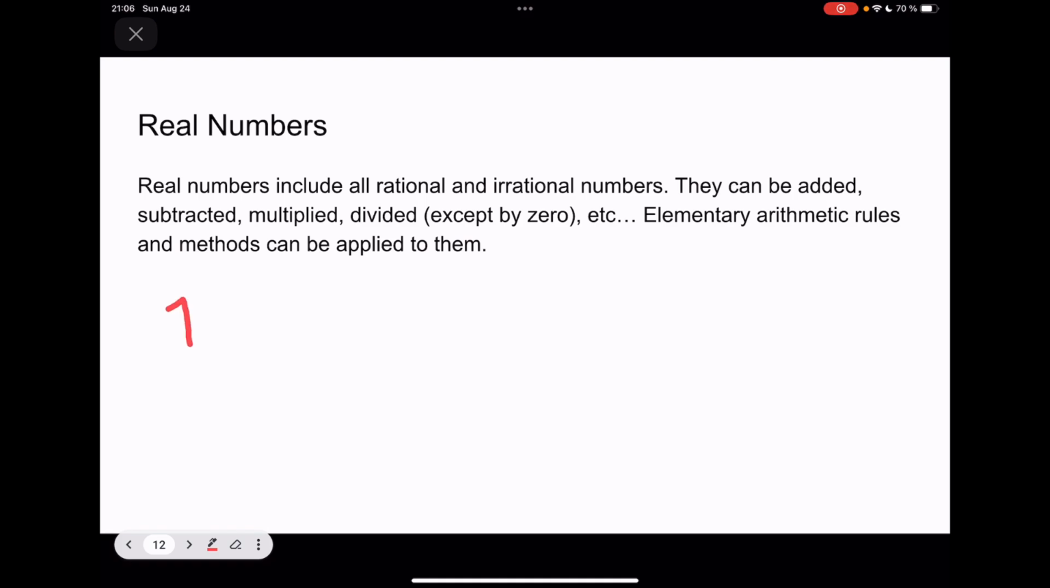So, 1 is a real number. I can multiply by 1, divide by 1, add 1, subtract 1. 1 plus 2, another real number, is 3, which is another real number. 3 times 2 equals 6. 6, another real number. They're cool like that.